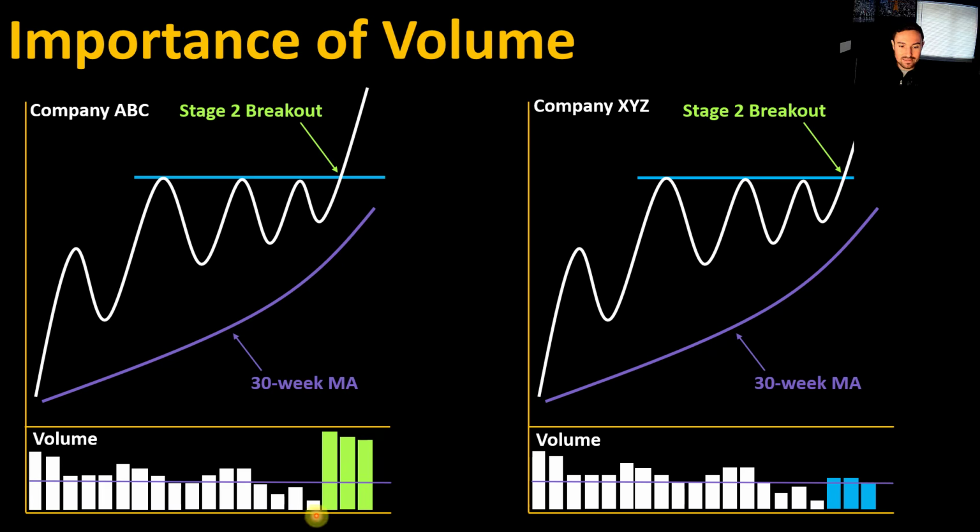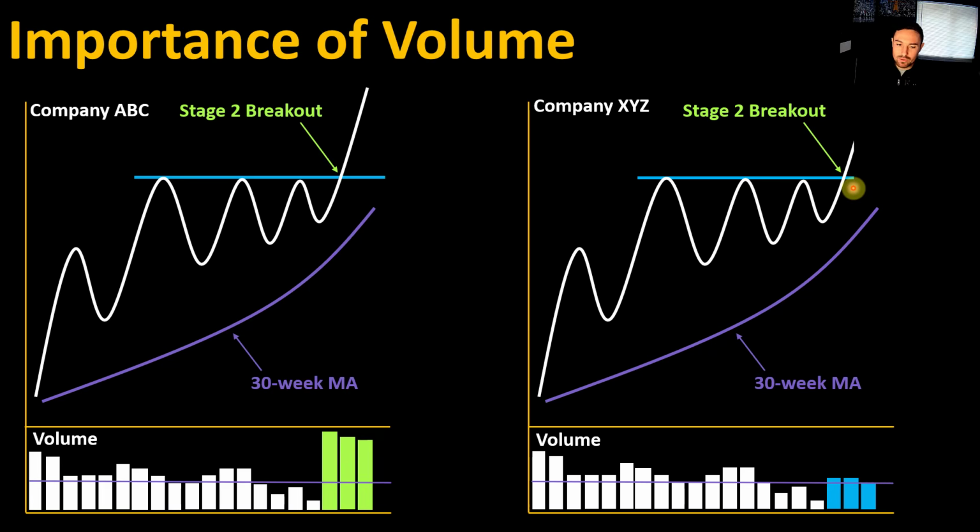Let's stay on the weekly chart. In the weeks before the breakout, we can see a dry up in volume, telling us there isn't much selling pressure, there isn't much supply coming to the market. That is for company ABC and also company XYZ. But for XYZ, the volume on the breakout is hum-hum. It's so-so, isn't it?